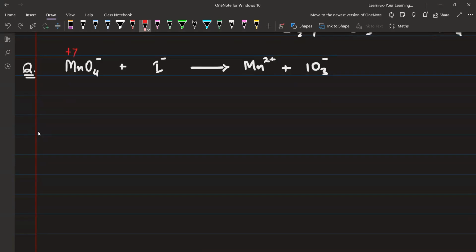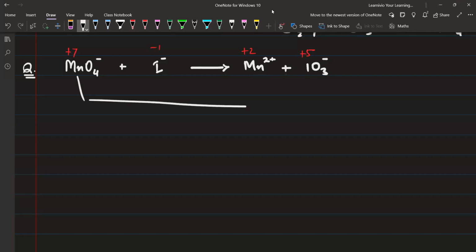Plus 7. Oxygen you don't need to calculate because it is already going to be minus 2. What is the oxidation number of iodine? Minus 1. Minus 1. For Mn here, plus 2. For iodine, plus 5. Plus 5. Here you are correct. I don't know how you made the mistake. Okay. Tell me now.